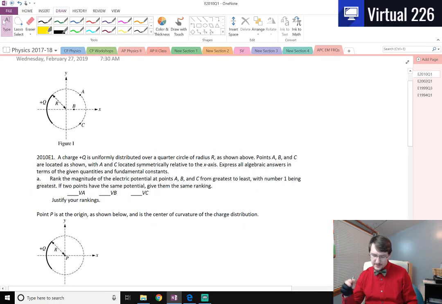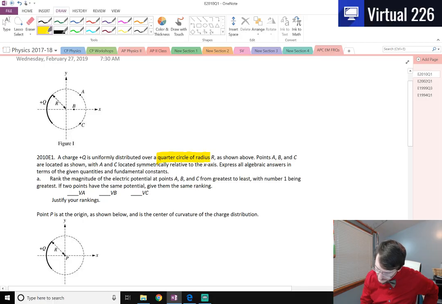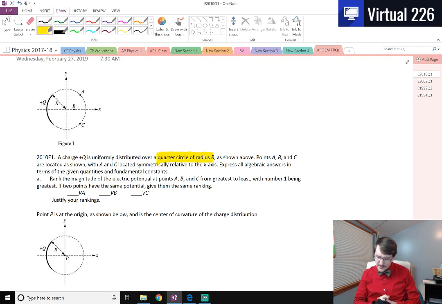What we have is some set of linear charge in a circular format. A charge plus Q is uniformly distributed over a quarter of a circle. So that right there is big Q. It's a quarter of a circle of radius r. Points A, B, and C are located as shown, with A and C located symmetrically relative to the x-axis.